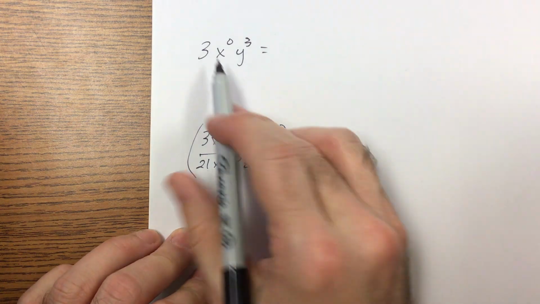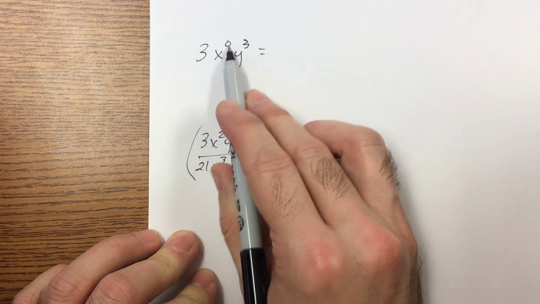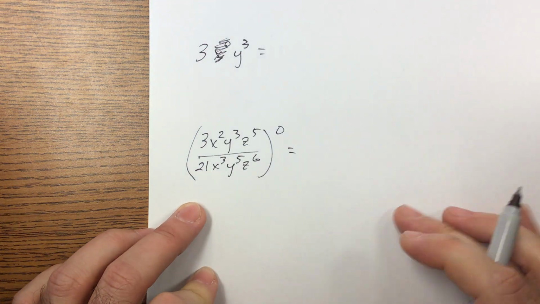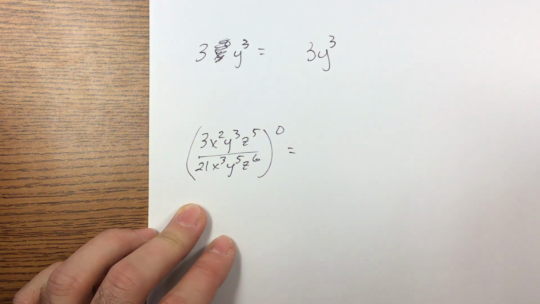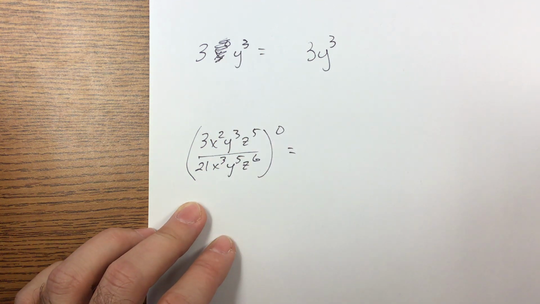So that's what I mean. Look at this. This 3 isn't to the 0 power. This y isn't to the 0 power. But this x is. So we can kind of just say, that's an imaginary 1. What do we have left? 3y to the third. Because 3 times 1 times y to the third would be 3y to the third.